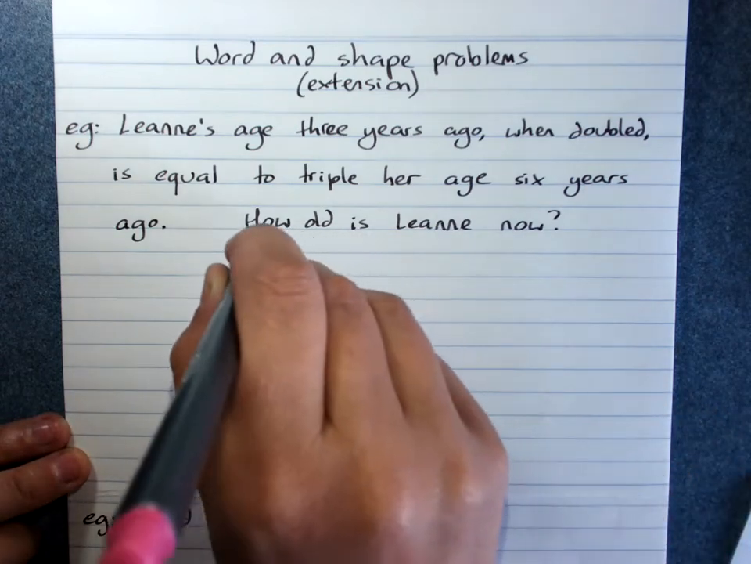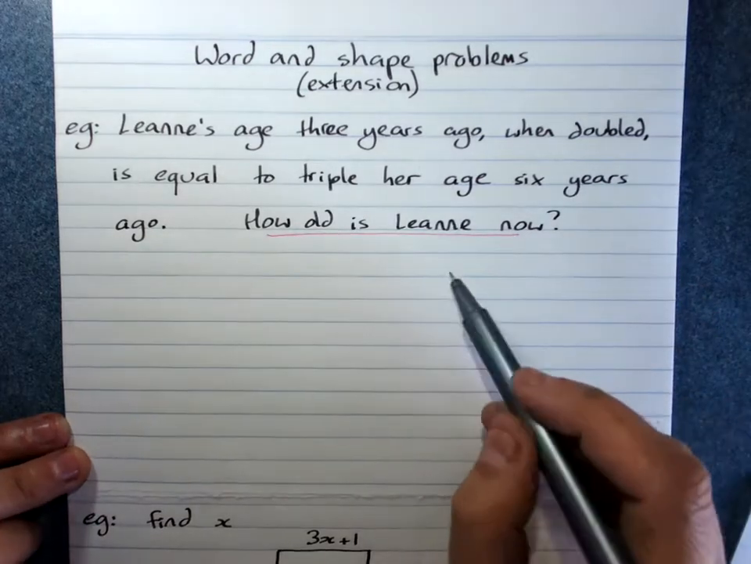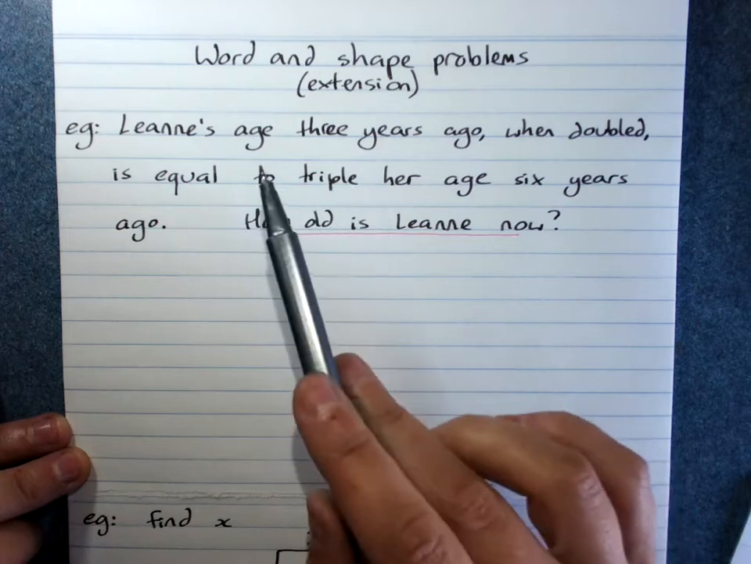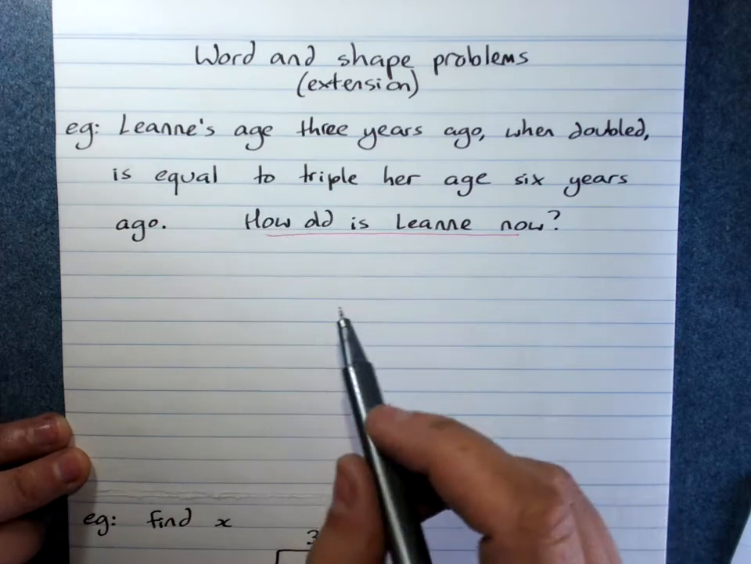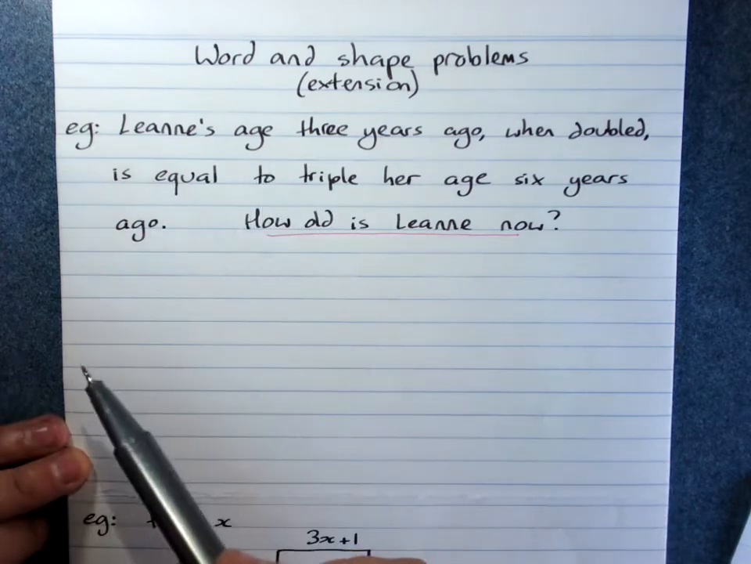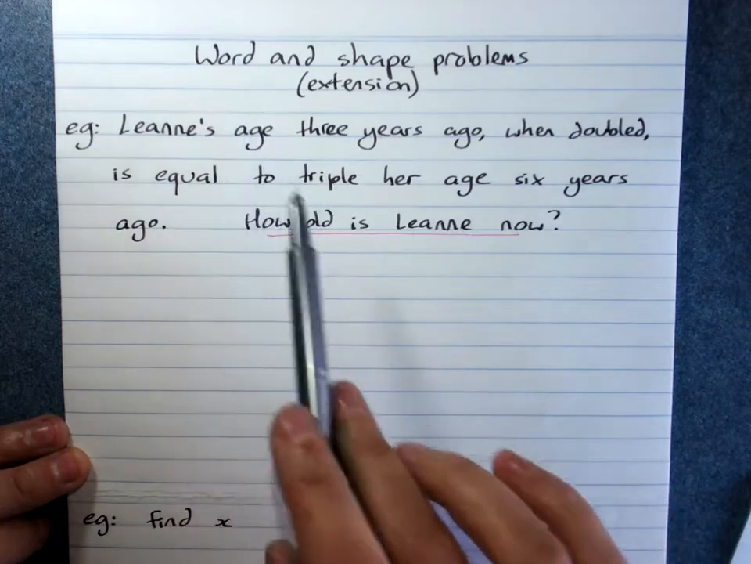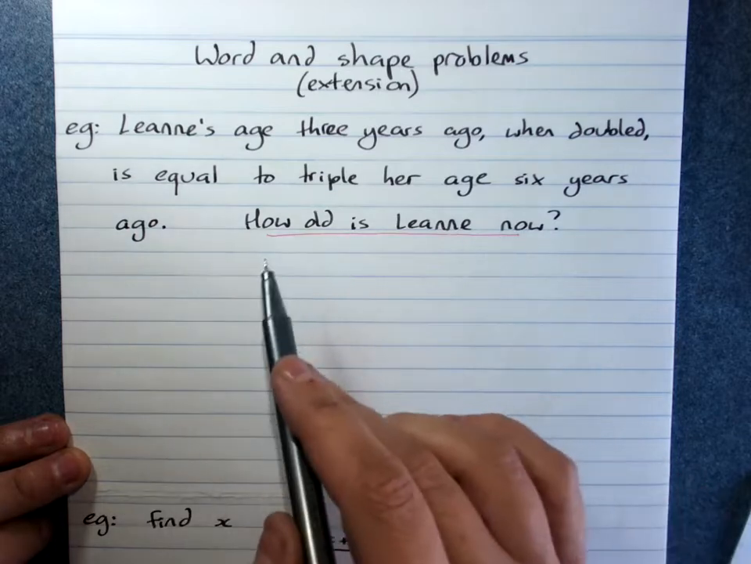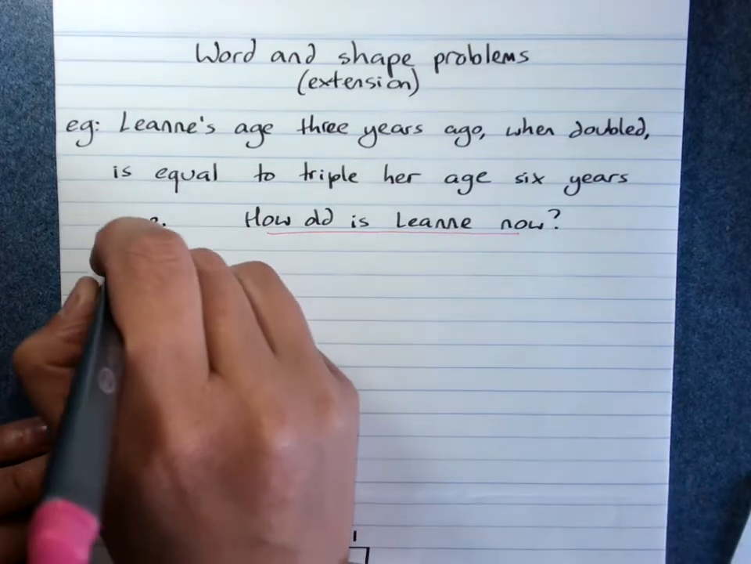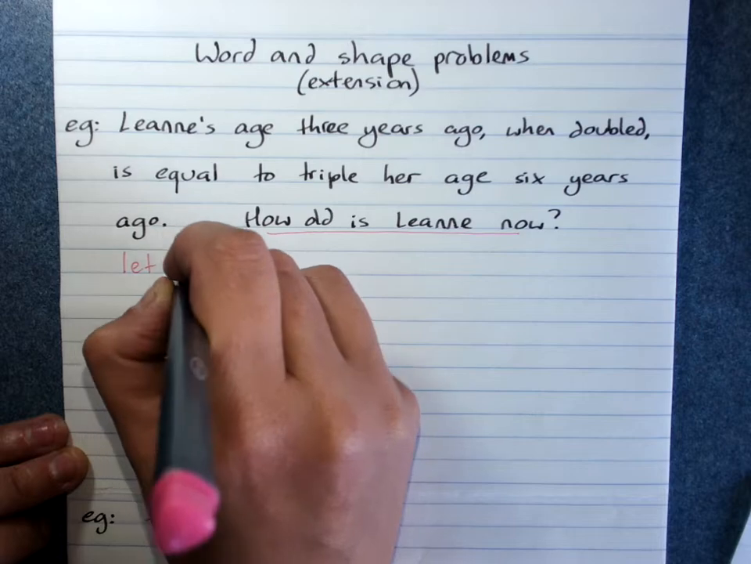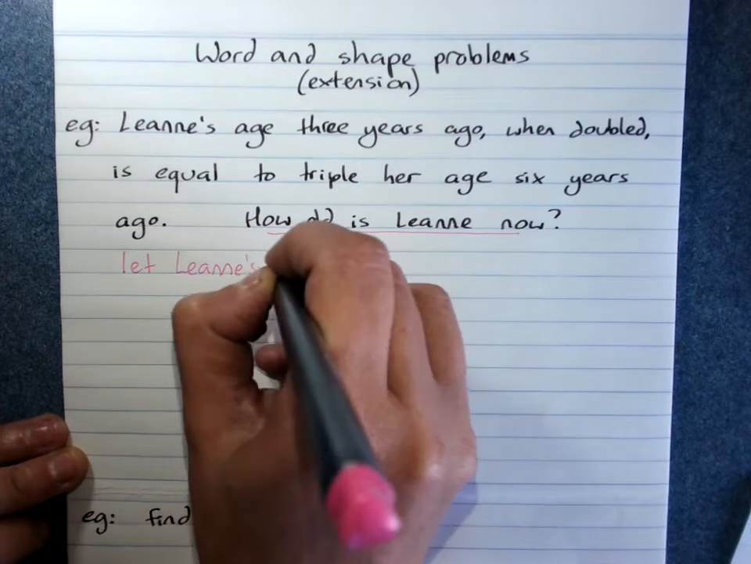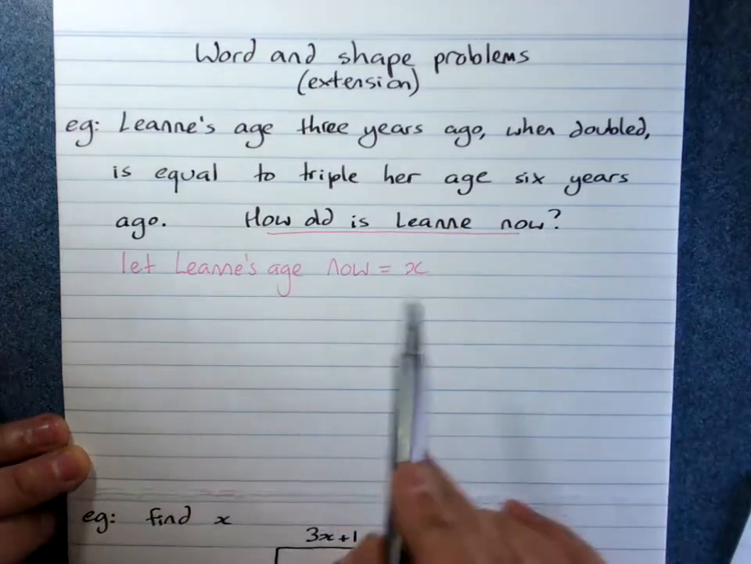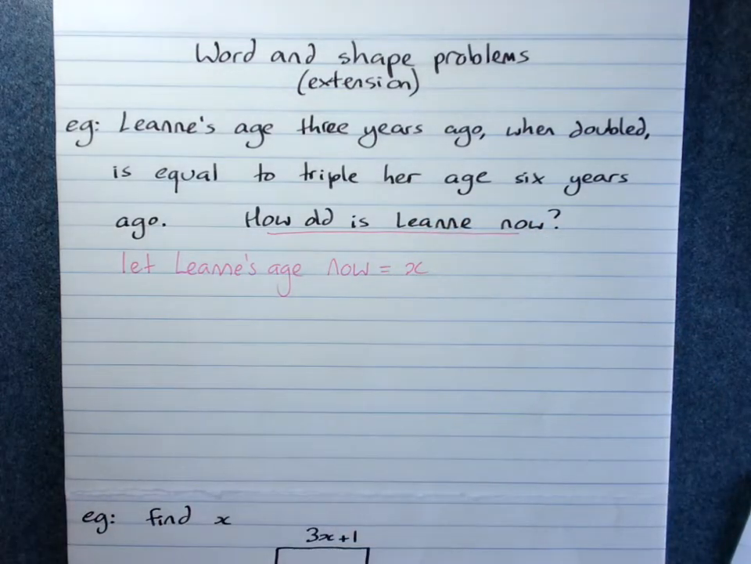So the question that they're asking, how old is Leanne now? That's what we want to find out. They haven't defined a variable for us, a pronumeral. So we're going to say, look, let it be something. Let her age now be X or Y or A, whatever you'd like it to be. And because the person reading our solution doesn't know what we chose, we say, let Leanne's age now equal X. So that's just defining that we're going to use this variable.